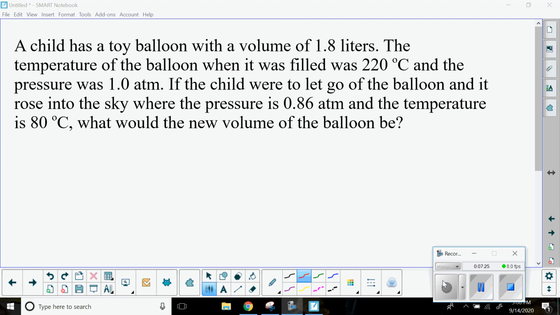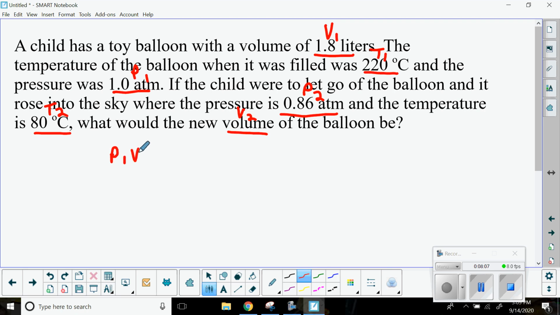So we've got a child's toy balloon with a volume of 1.8 liters, 1.8 decimeters cubed. The balloon was filled at a temperature of 220 degrees Celsius. So there's going to be my V1, there's going to be my T1, and we've got a pressure of 1 atm. There's a P1. If the child were to let go of the balloon and it rose to the sky to a pressure of 0.86 atm, there's P2, and the temperature is 80 degrees Celsius, that is going to be T2. What would be the new volume of the balloon? So I'm solving for V2.